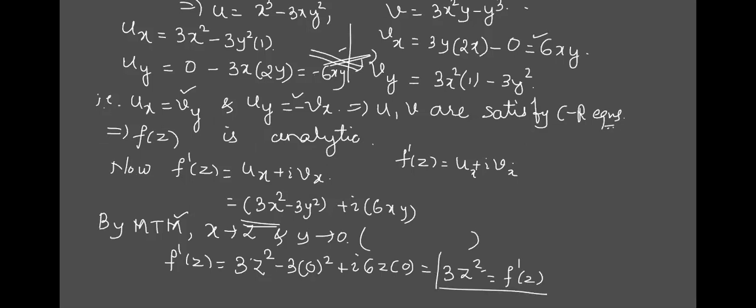What is the given function? The given function is z cube. Directly differentiate, what will you get? What is the derivative of z cube? The derivative of z cube is 3z square. On the similar line, it is 3z square. So both should be 100% correct.